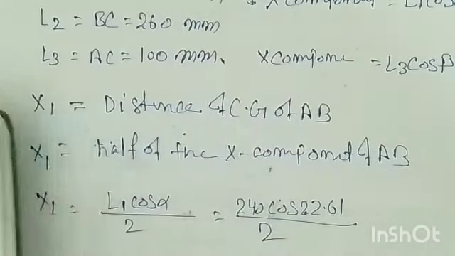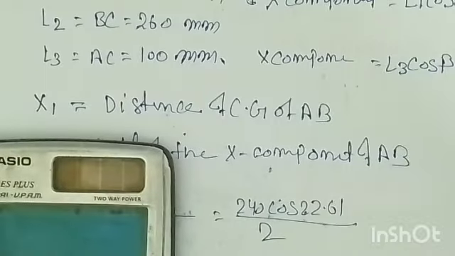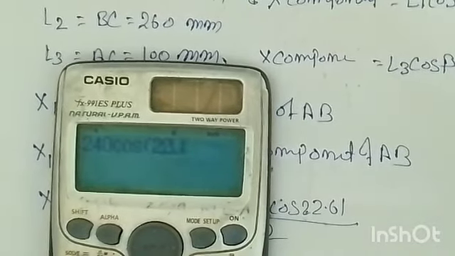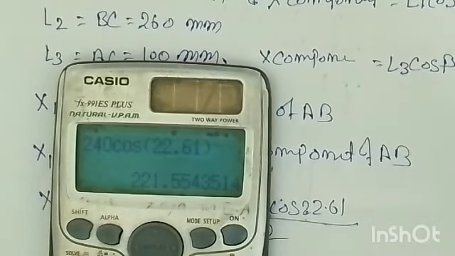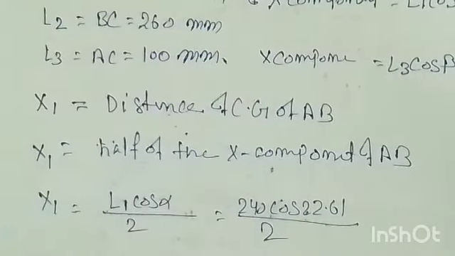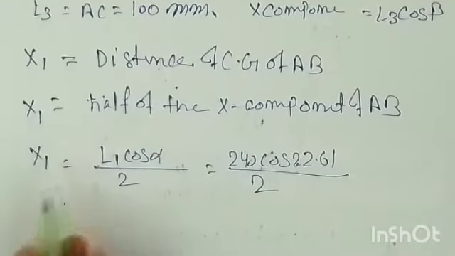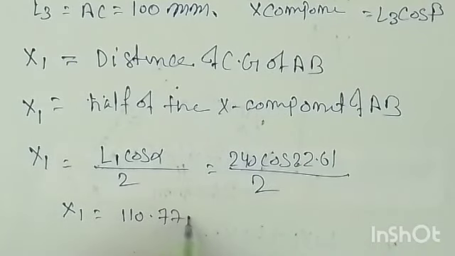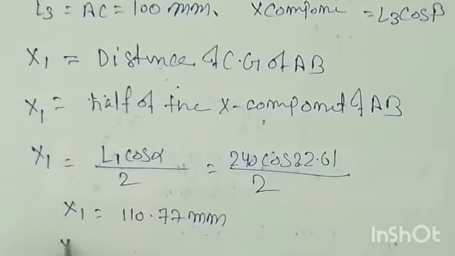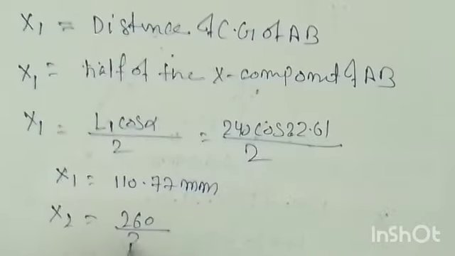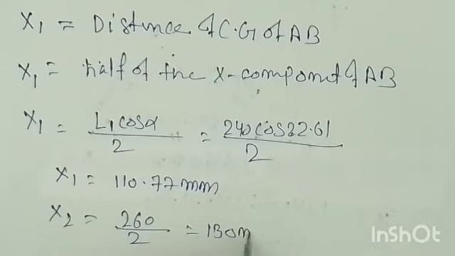240 cos 22.61, right? Half of this is 110.77, so x1 is equal to 110.77 mm. x2 is simply half of BC. Why? Because BC is horizontal. So x2 is equal to 260 by 2, which means 130 mm.